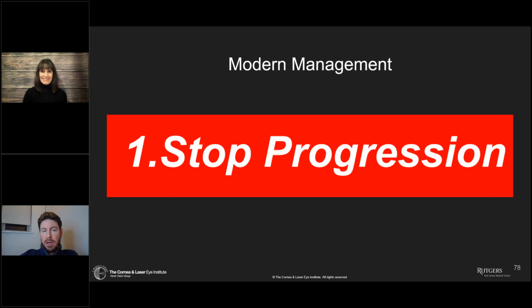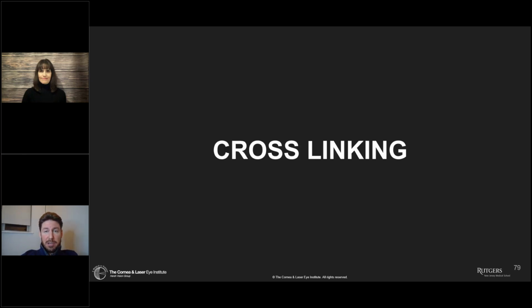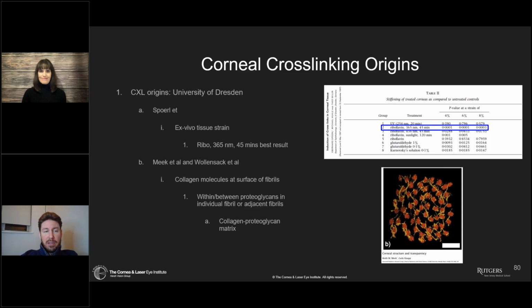Perfect. So when we come to our management of keratoconus, it's really 3 points of the actual management strategy, which is stopping progression, improving topography, and improving vision. So the first step on this is stopping progression. So that is cross-linking.